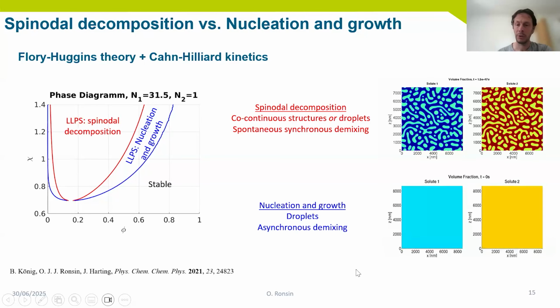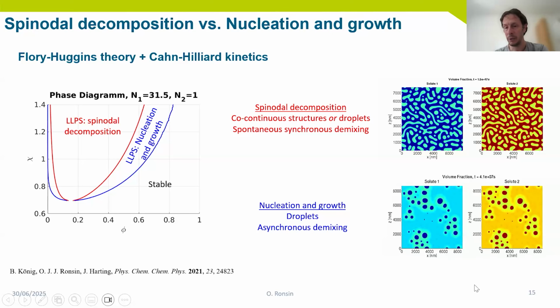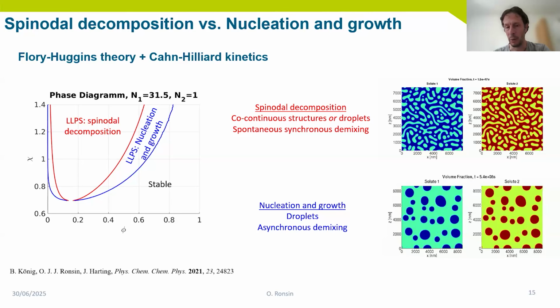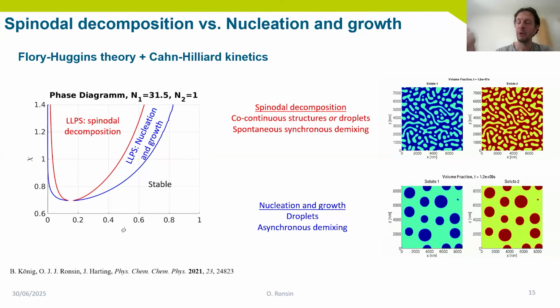Now, if you go to nucleation and growth, in the blue region here of the phase diagram, this will be a little bit different. You will have a phase separation mechanism by nucleation and growth of droplets. And in that case, you always have droplets. So a summary: spinodal decomposition morphology might be co-continuous or droplet-like. And for nucleation and growth, this is asynchronous demixing, and you always have droplets, basically.